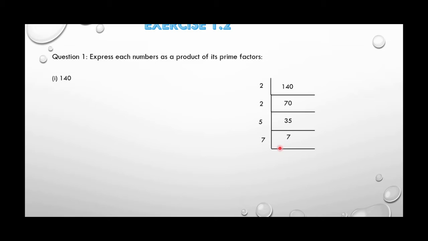Therefore, the prime factors of 140 are 2 into 2 into 5 into 7, which can also be written as 2 square into 5 into 7. And now the second question they have given is 156. Now the least number which divides 156 is 2. If we divide 156 by 2, we will get 78.